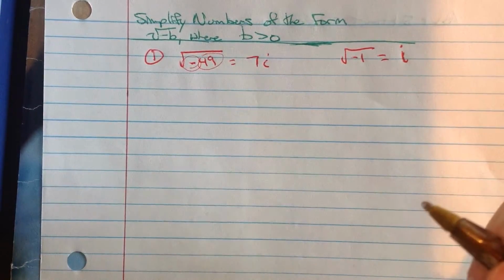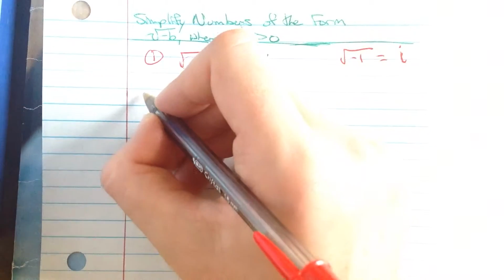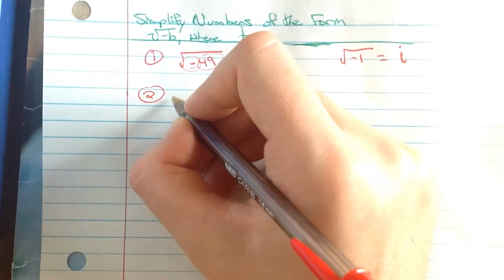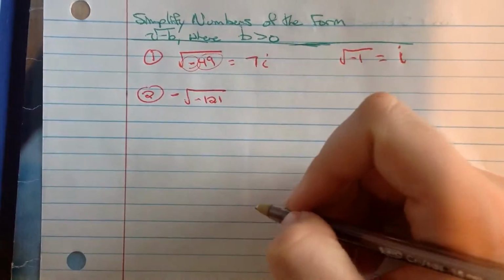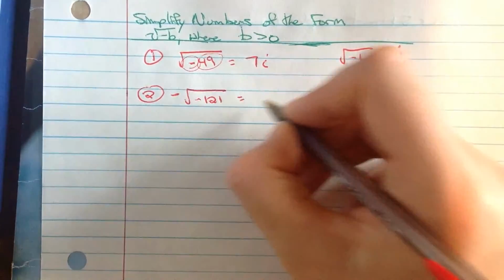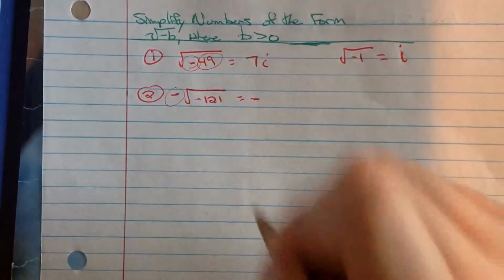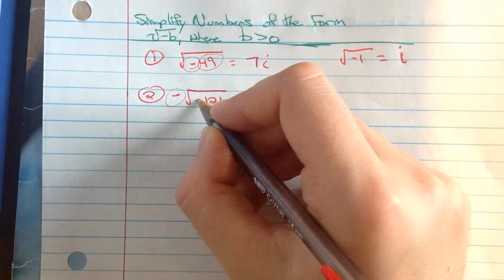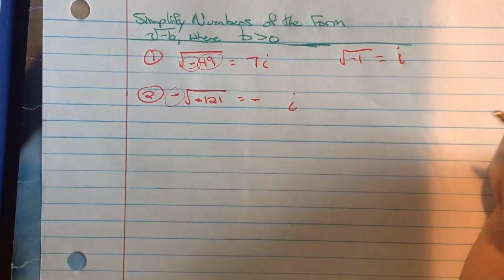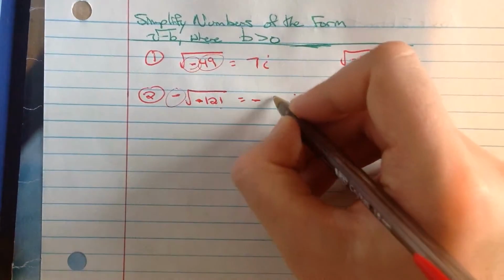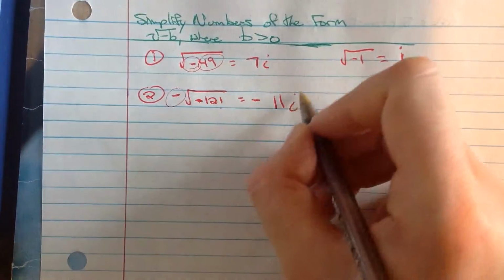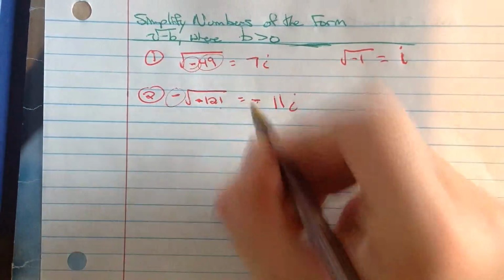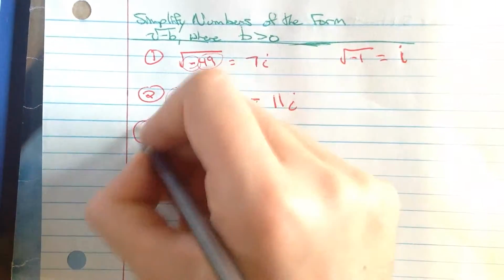So, if we have the square root of negative 121, this negative comes from here. The square root of this puts an i. The square root of 121 is 11. So the square root of negative 121 is 11i, with the negative tacking on from the front.